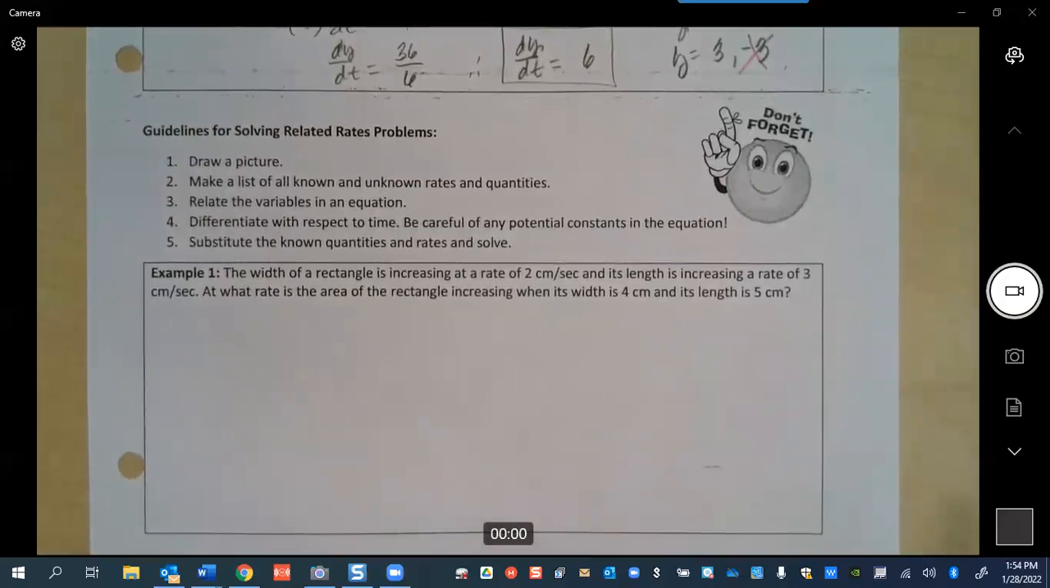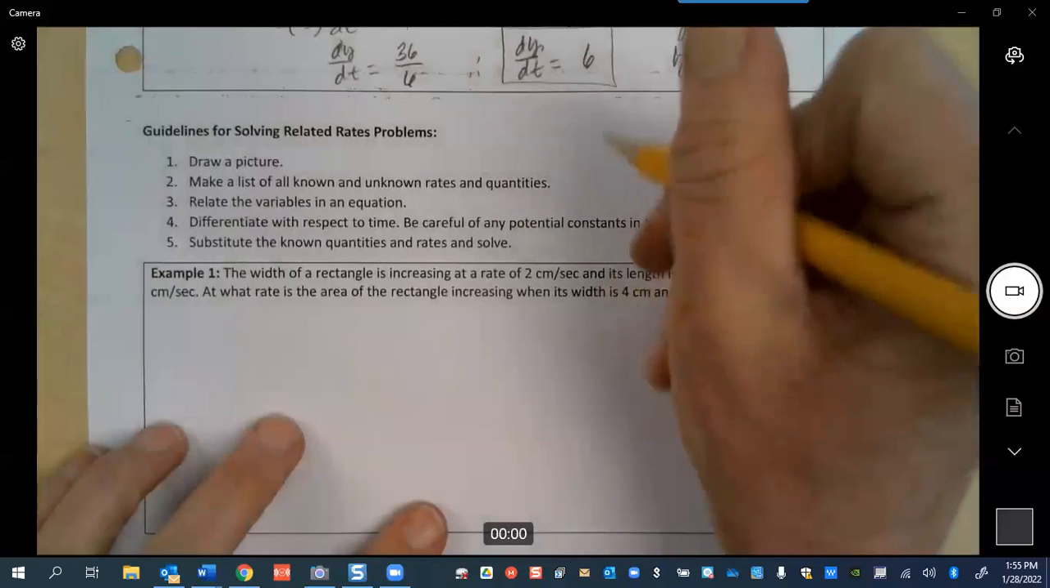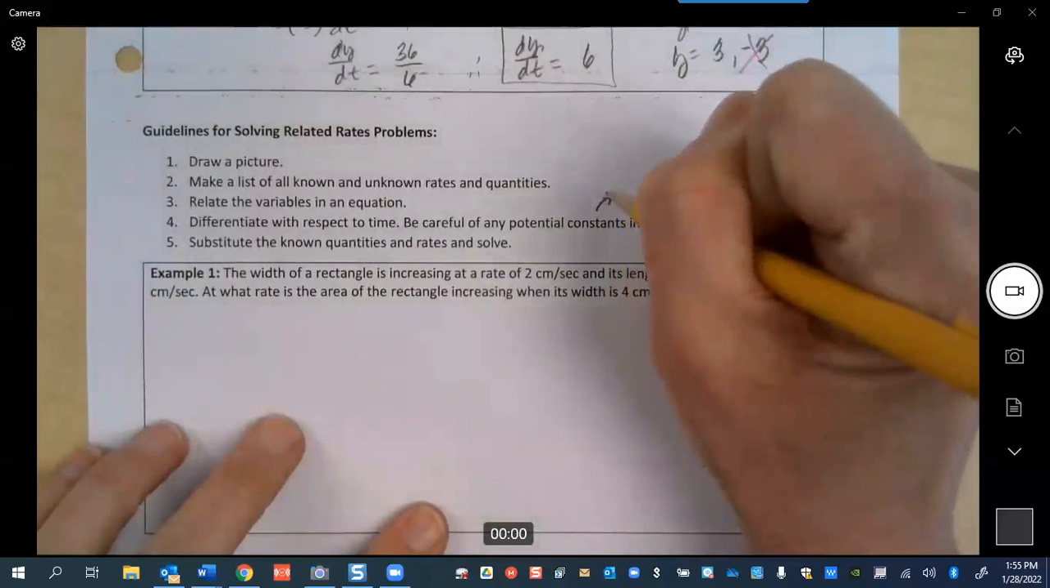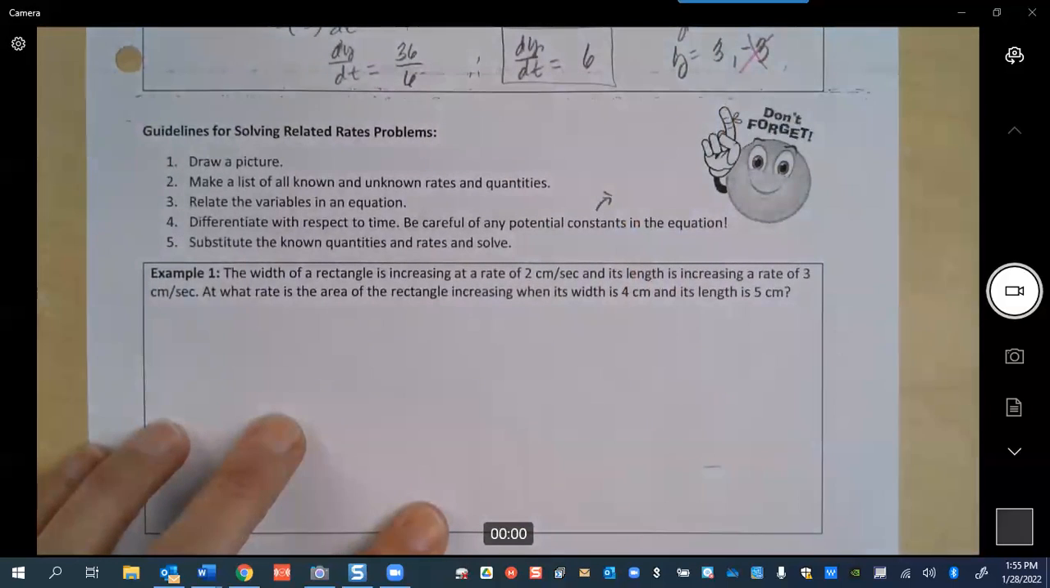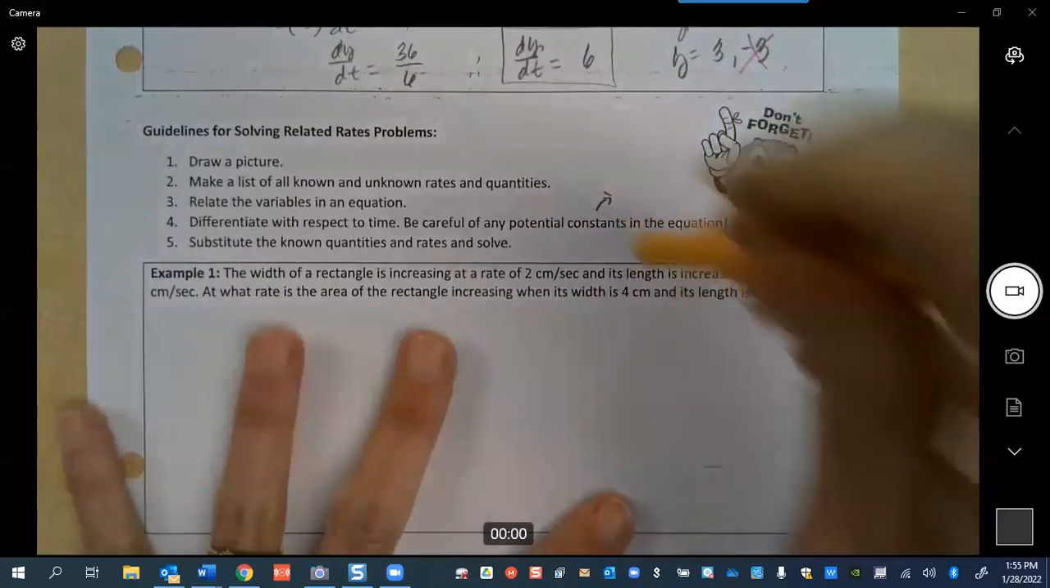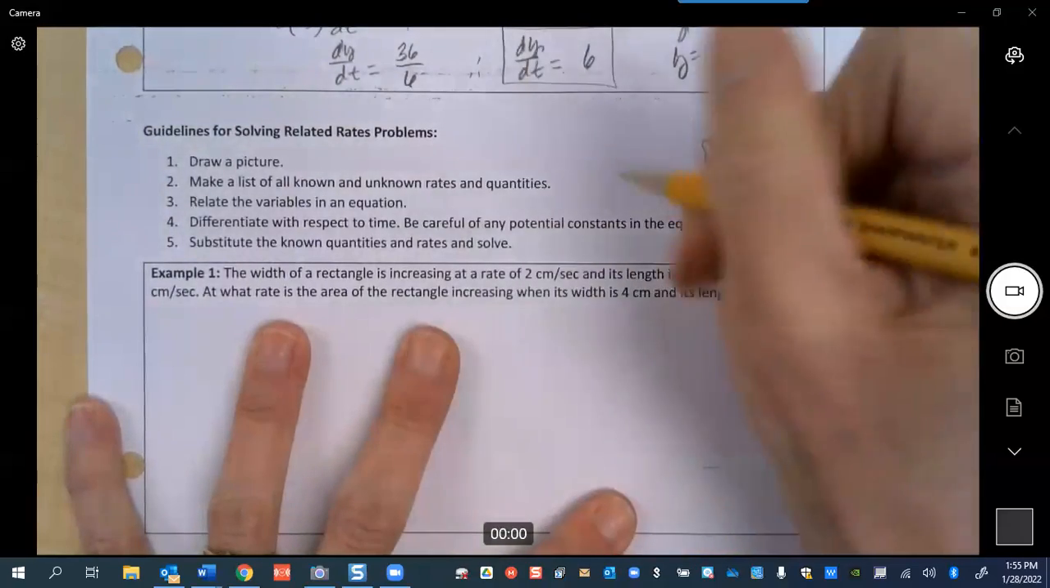When you relate the variables in an equation, that conversation has to be, what is the relationship between them? Looking at what operations are involved. You're going to differentiate with respect to time. And then you're going to be aware of any potential constants in each equation. The constant that might get you the most might be which one? What are the 2 constants that are disguised as variables?